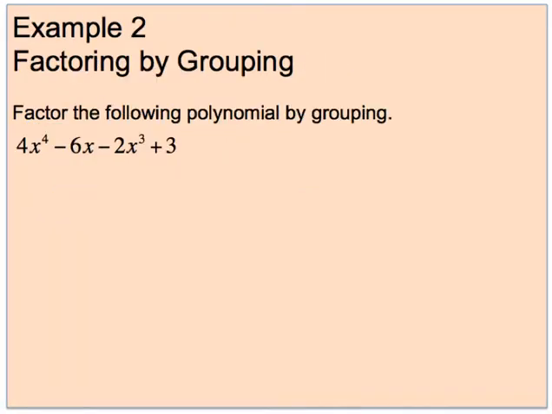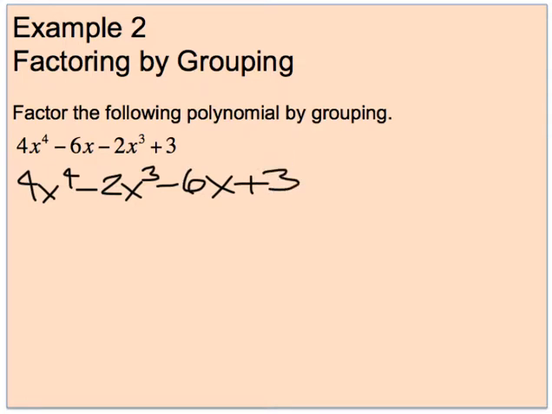Our second example here talks about factoring by grouping. This method is typically used when you have 4 terms. In this case, the first thing that I notice is that this polynomial is not written in standard form. So I'm going to go ahead and do that now. We have 4x to the 4th minus 2x to the 3rd minus 6x plus 3. Now, this method asks us to look at just the last two pieces, and we try to find the greatest common factor among them.